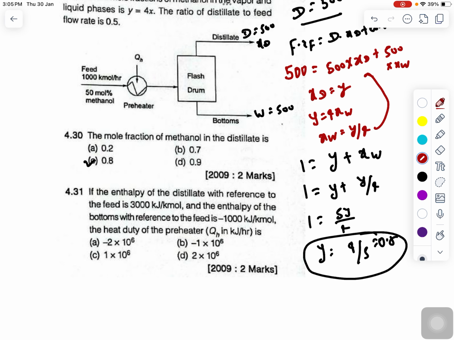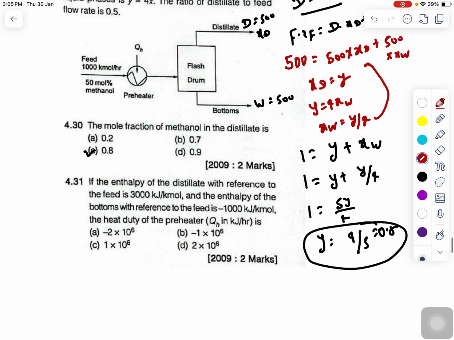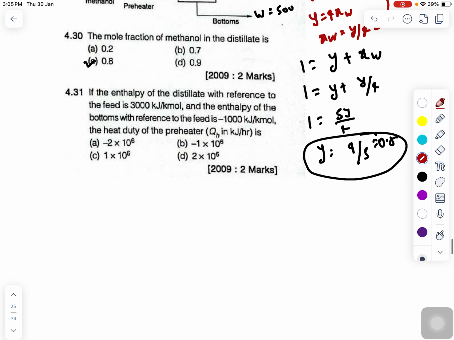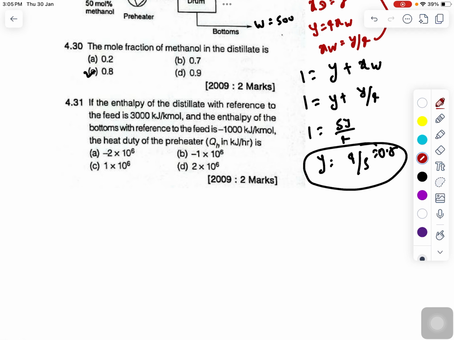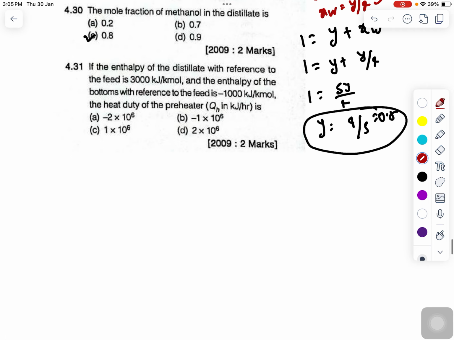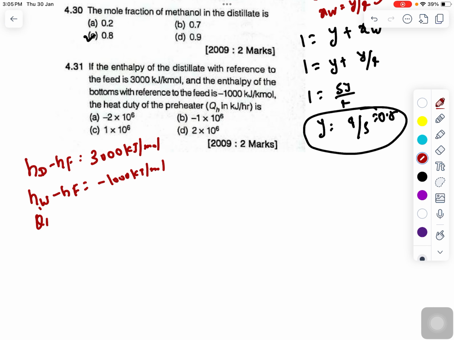The second thing is that this second problem is based on the energy balance, and the question says that if the enthalpy of distillate with reference to the feed, HD minus HF, is given as 3000 kilojoule per kilomole, and the enthalpy of bottom, HW minus HF with respect to feed, is minus 1000 kilojoule per kilomole, then you are supposed to calculate what is Q dot H.